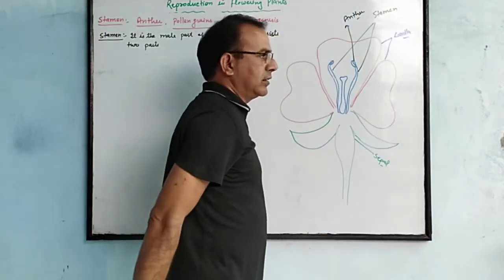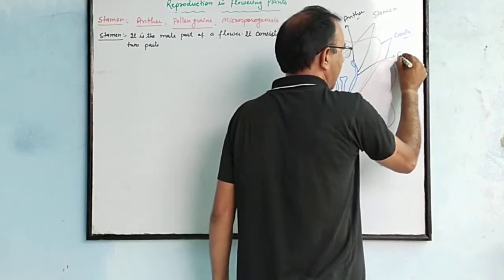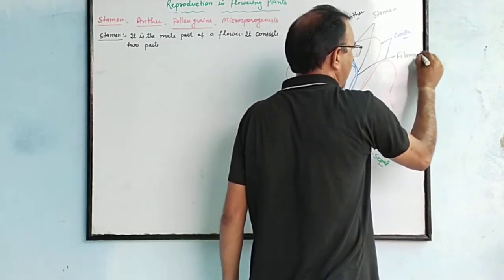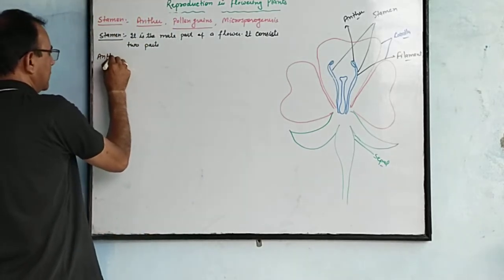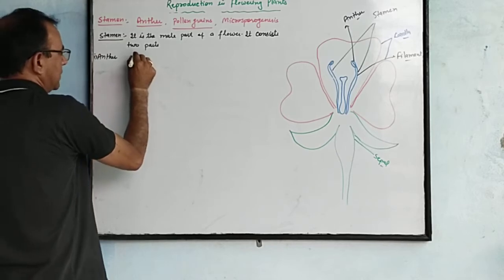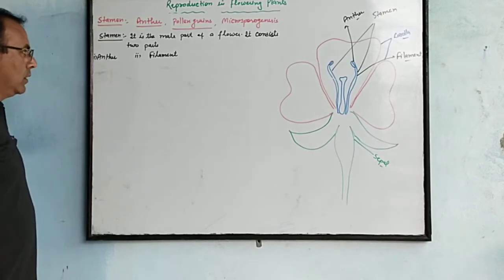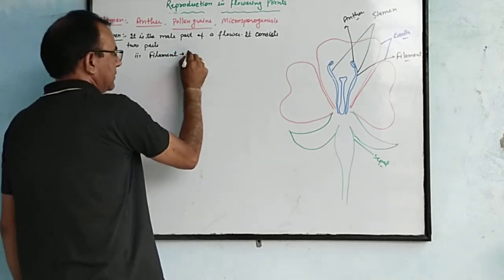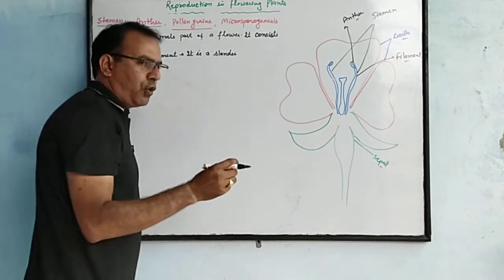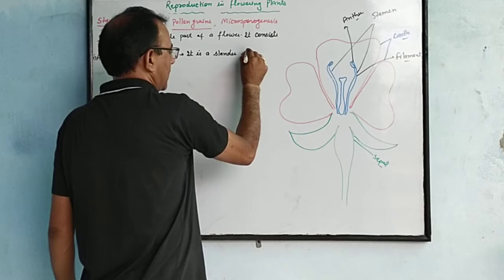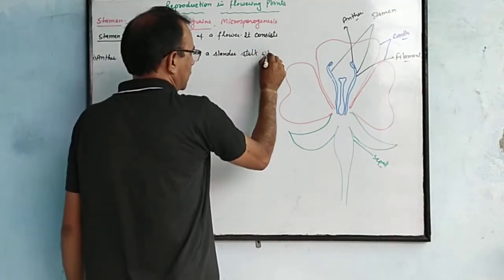One part of the stamen is the anther. The other one is a slender stalk. This is called filament. So we can say that the stamen consists of two parts: anther first, and second is filament. Filament is a slender stalk, a long thin soft stalk.